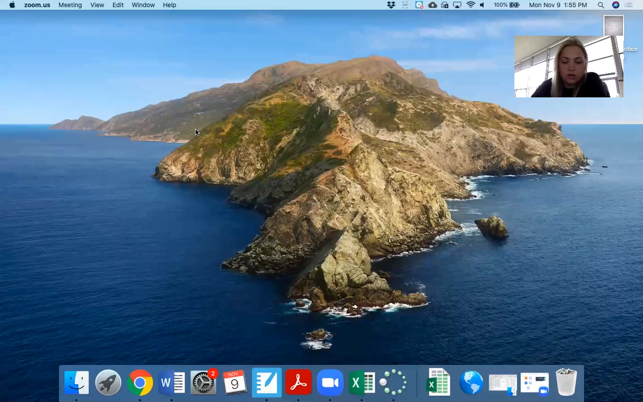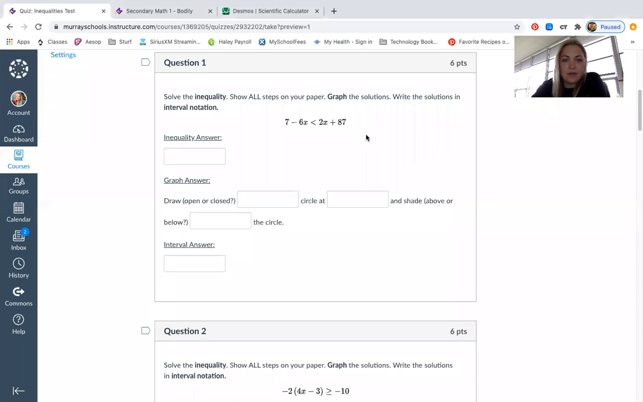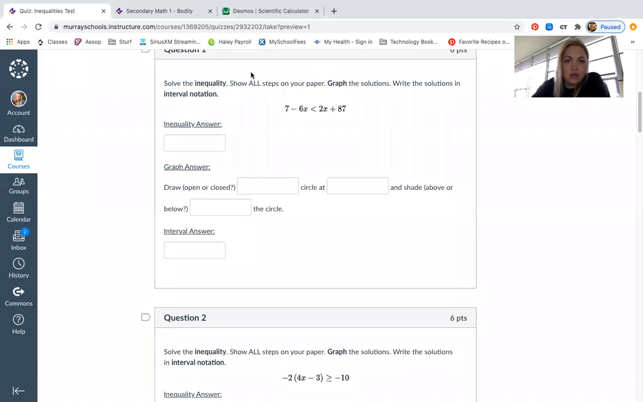Okay, so I'm going to start with question number 1. On question number 1, let's begin by solving this equation. We're going to graph it and write it in interval notation. So I want to get all the x's to the same side. I'll start by subtracting 2x from both sides. When I do that, I still have 7, but instead of minus 6x, I have minus 8x, because negative 6 minus 2 is negative 8. And on the other side, 87.